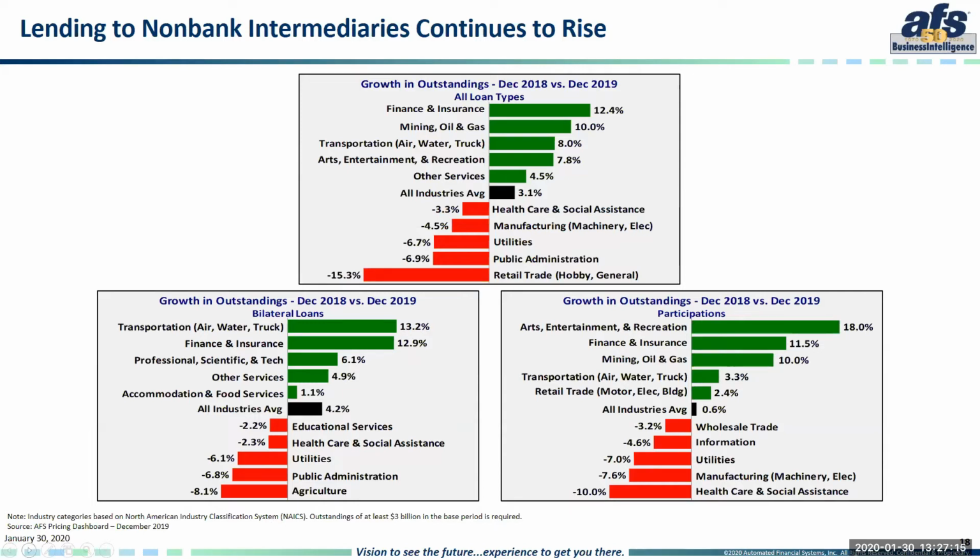Moving over to the participation growth, we again see the transportation, air, water, truck sector. Here we saw significant growth in Tulsa, Oklahoma, and Oklahoma City, and Nashville and Phoenix. The arts, entertainment, and recreation sector is ranked highest, with growth seen in Los Angeles, Columbia and Branson, Missouri, and Dallas and Austin, Texas.